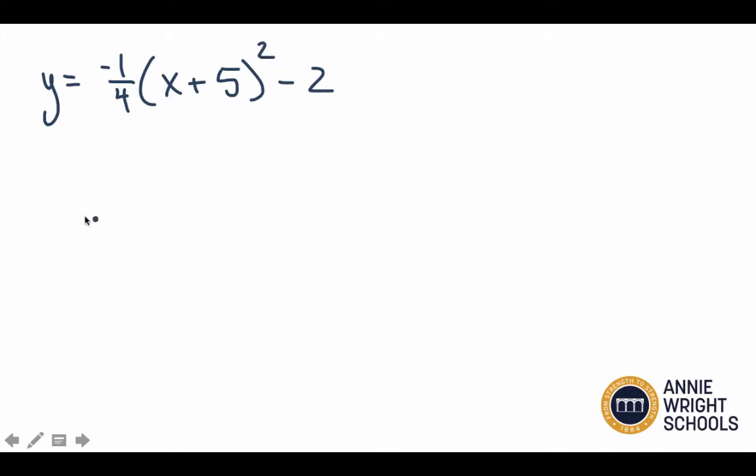Sorry, (x plus 5) quantity squared minus 2. Without the squared, it's just a linear function. You distribute the negative 1/4, collect like terms, find the slope, find the y-intercept. That's a good review for your final exam, by the way.